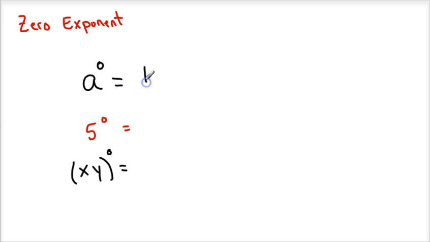Excellent. 1. What is 5 to the 0 power? 1 again. The product, x times y, raised to the 0 power. 1 again. Alright, anything raised to the 0 power is just simply 1. Questions?